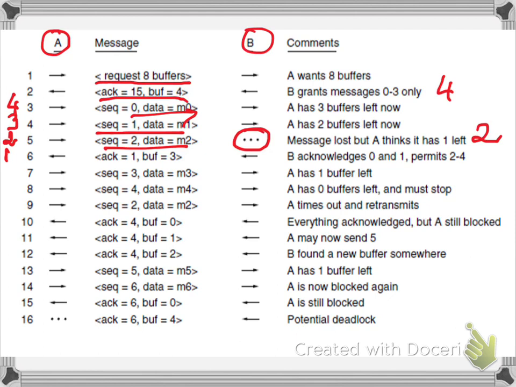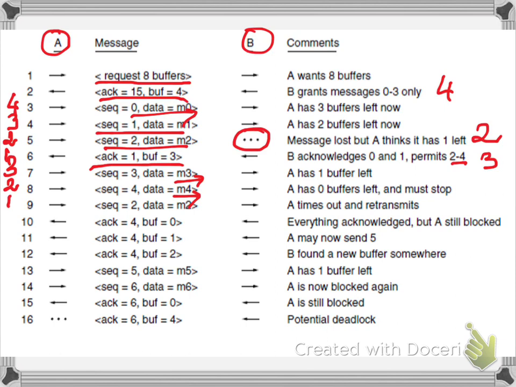Now B sends a cumulative acknowledgement for 0 and 1, and permits 2 to 4, that is buffers 2, 3 and 4. So it has 3 buffers left. A will update its buffer allocation to 3. Then it sends data M3, M4. As it is sending, it is decrementing this buffer count.